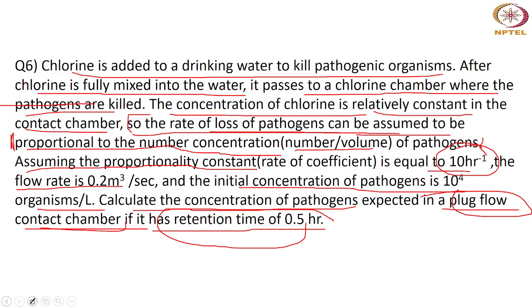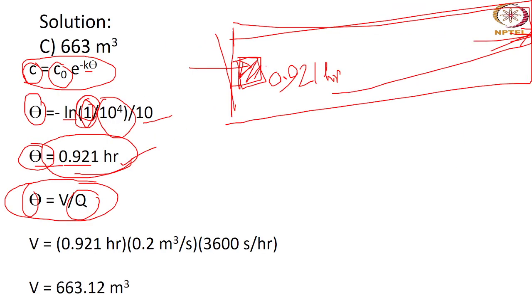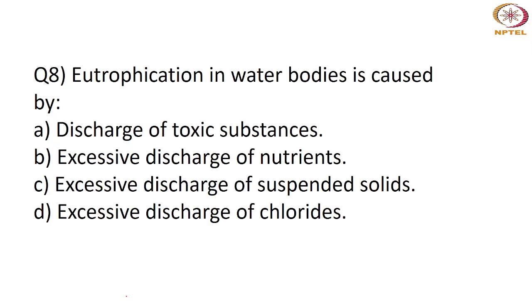Point two, yes, the flow rate is given, right? Flow rate is given at 0.2 meter cube per second. So you know the value of Q, 0.2 meter cube per second. This is our theta value. Then we can find out the volume, right? And this is a unit conversion from second to hour, 3600. So I'm getting the volume as 663.12 meter cube.